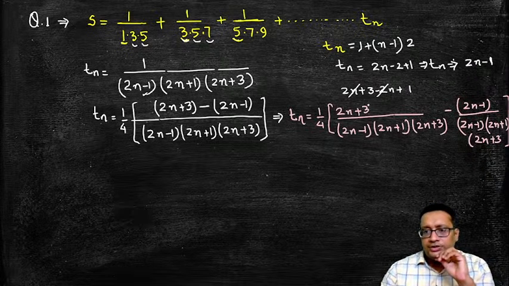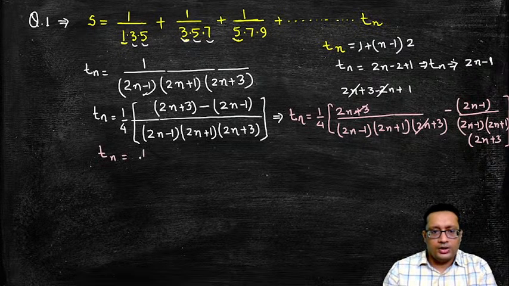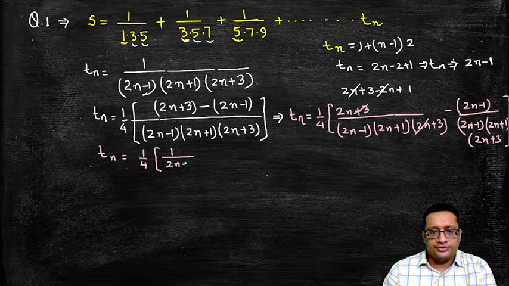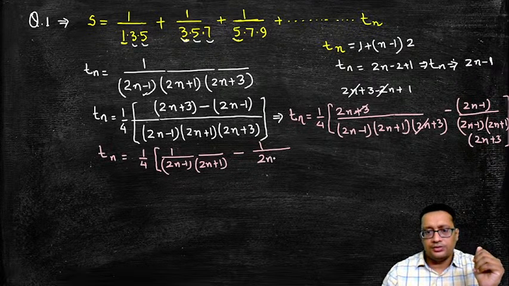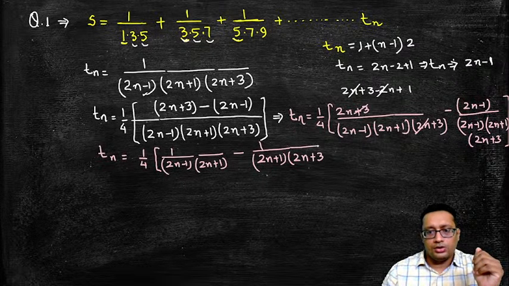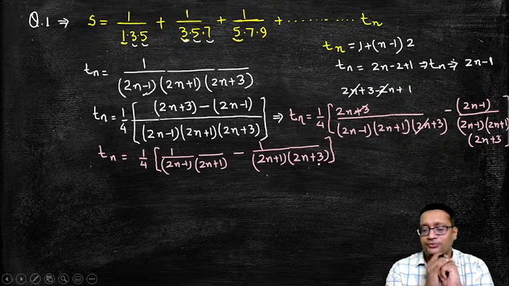See here, 2n plus 3 and 2n plus 3 will get cancelled here. Then Tn will become 1 by 4, 1 upon 2n minus 1, 2n plus 1, minus 2n minus 1 will get cancelled, and here remaining 2n plus 1 into 2n plus 3. So now I have written the nth term as a difference of two terms which are functions of n, f of n minus f of n minus 1.